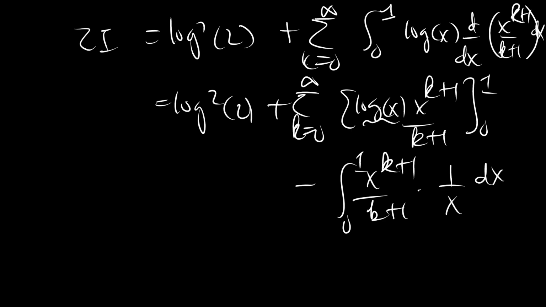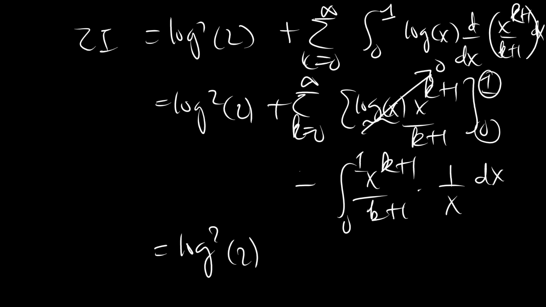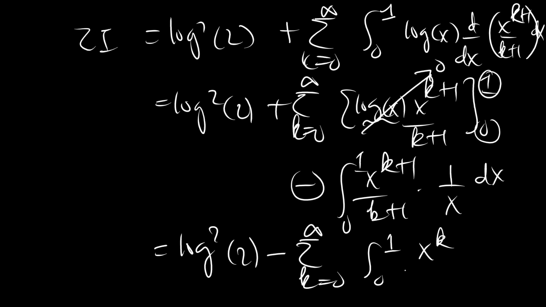Now here, the limit as x tends to 1 on the upper side goes to 0. As x tends to 0, it goes to 0, so this entire expression goes to 0. So we are left with the square of log of 2. This minus comes out, so minus the summation from k equals 0 to infinity of the integral from x equals 0 to x equals 1 of x to the k over k plus 1.